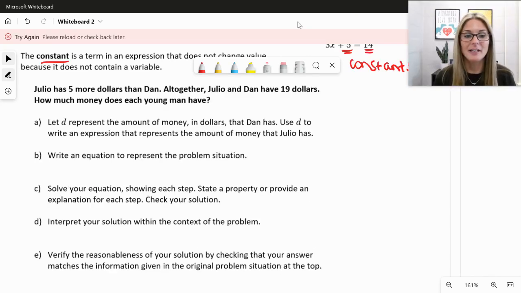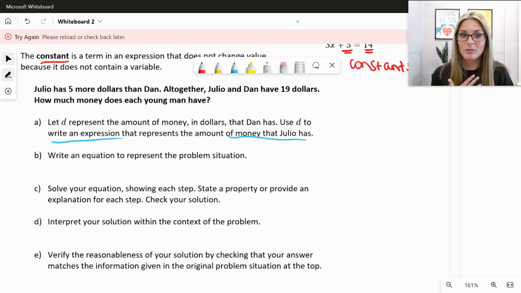Let's look now at a scenario. Julio has $5 more than Dan. Altogether, Julio and Dan have $19. How much money does each young man have? So we have questions A through E. Starting with question A, let D represent the amount of money in dollars that Dan has. Use D to write an expression that represents the amount of money Julio has.